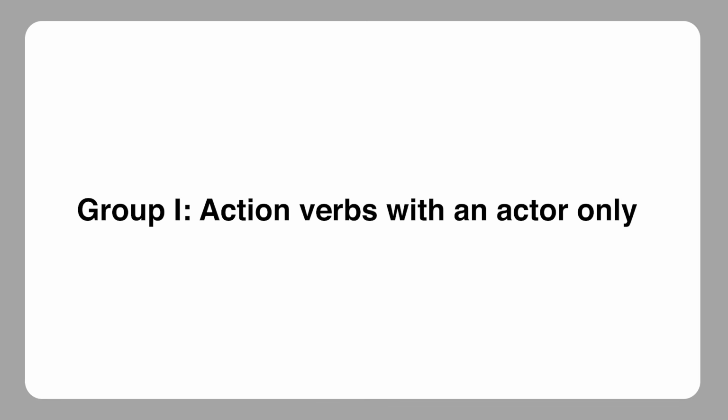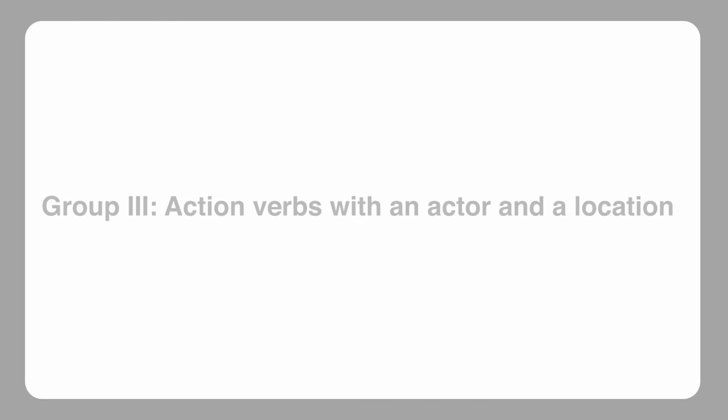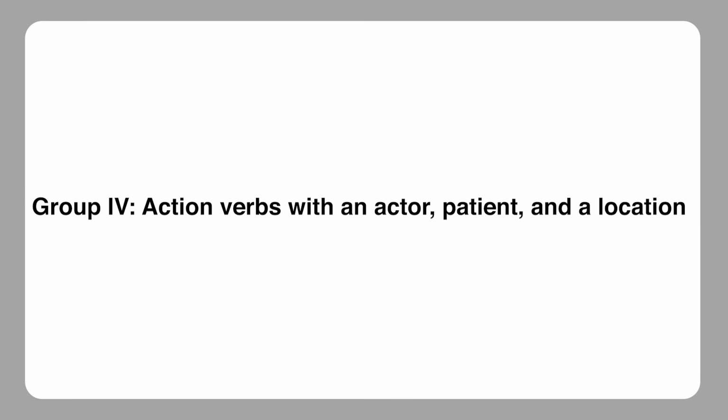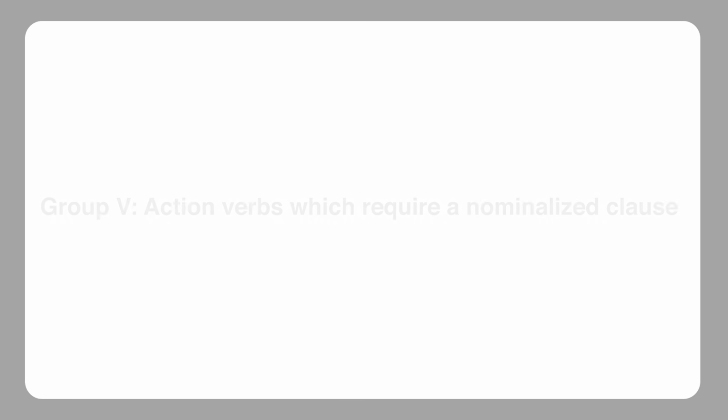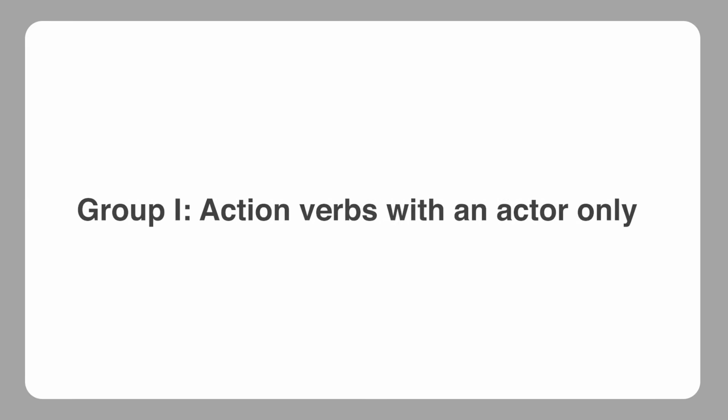Based on their argument structure, action verbs in Manipuri can be classified into 5 major groups. Group 1, action verbs with an actor only. Group 2, action verbs with an actor and a person. Group 3, action verbs with an actor and a location. Group 4, action verbs with an actor, person, and a location. Group 5, action verbs which require a nominalized clause. Let's begin with Group 1. Group 1, action verbs with an actor only.